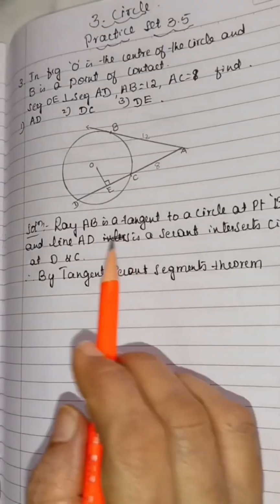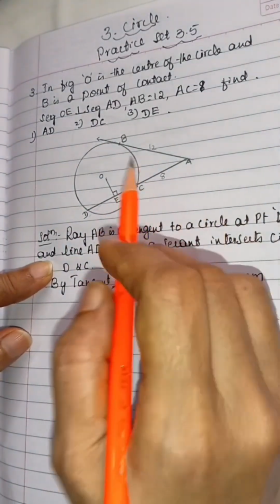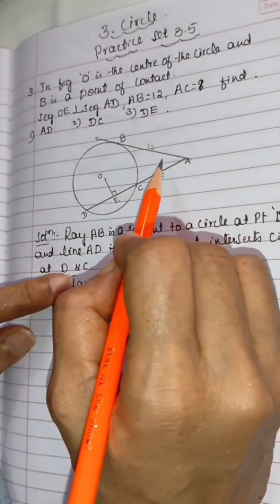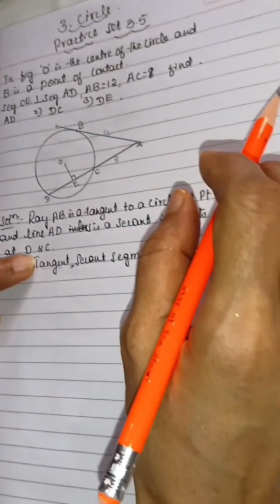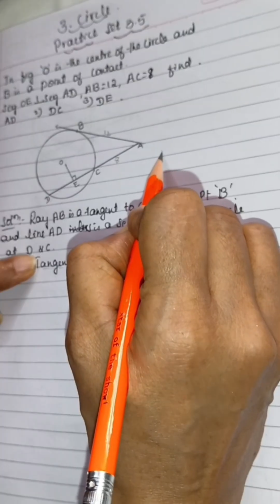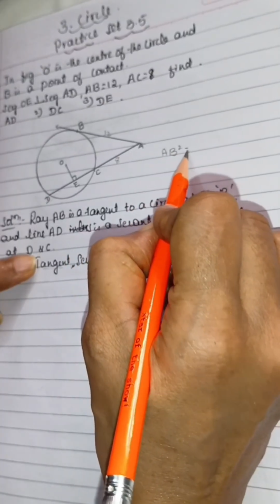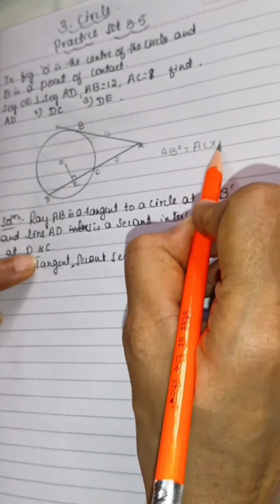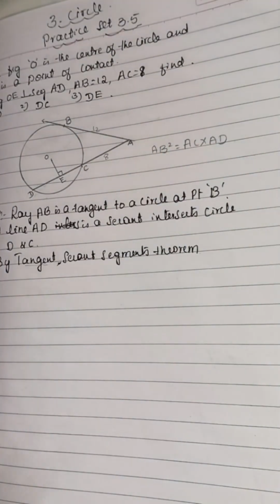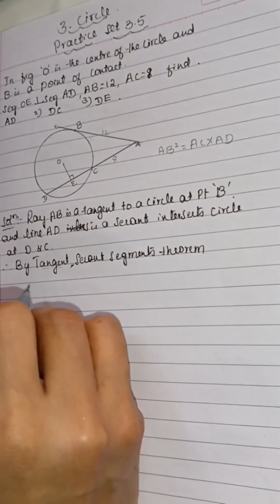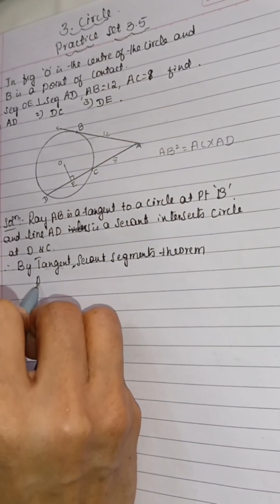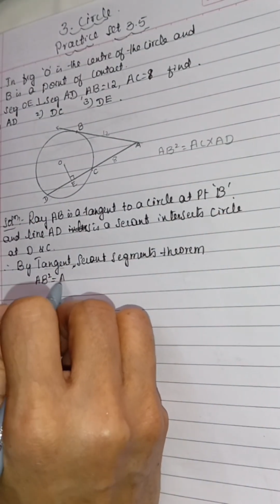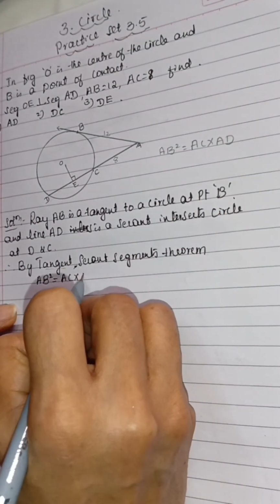What is the formula? This is the name of the theorem, the tangent secant segments theorem. We have to start with the tangent. The formula is AB square equal to AC into AD. So by the theorem, AB square equals AC into AD.